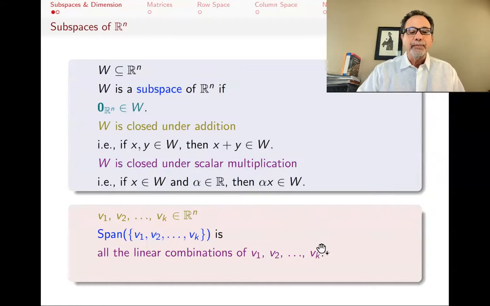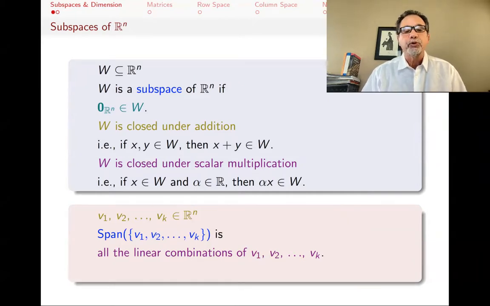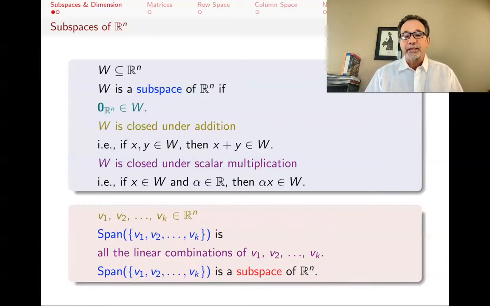If you take a bunch of vectors in Rn, the span of those vectors, by that we mean all the linear combinations of those vectors. So if V1 through Vk are elements of Rn, then the span of V1 through Vk is all linear combinations of V1 through Vk. Linear combinations means you multiply V1 through Vk by scalars, maybe different ones, maybe the same ones, and add them together. Anything like that is called a linear combination. And the span is always a subspace.